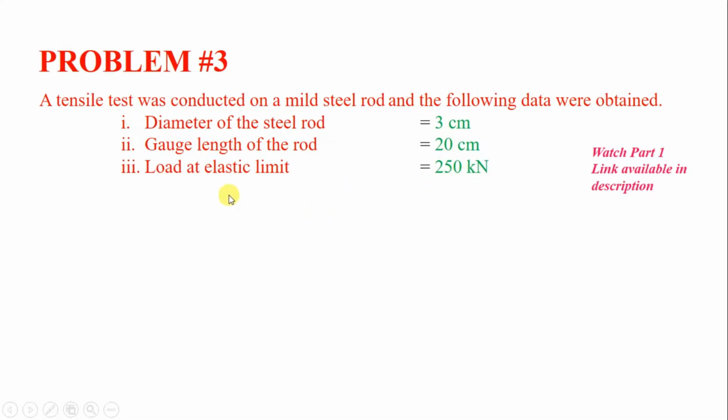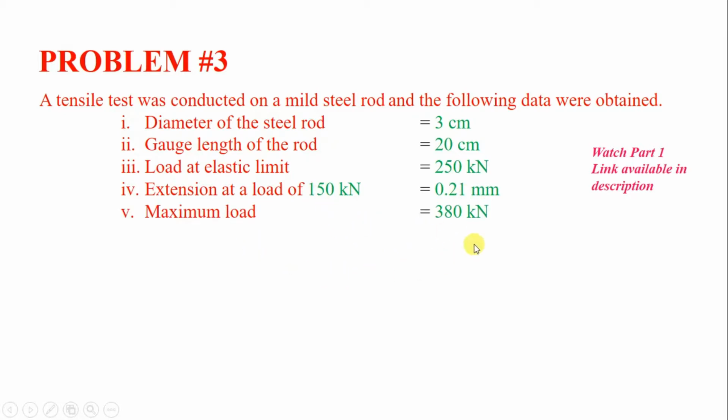This elastic limit is already explained in my previous video. If you haven't watched it, please watch it. I have given the description. The extension at a load of 150 kN is 0.21 mm. That is, your delta L at 150 kN is 0.21 mm.